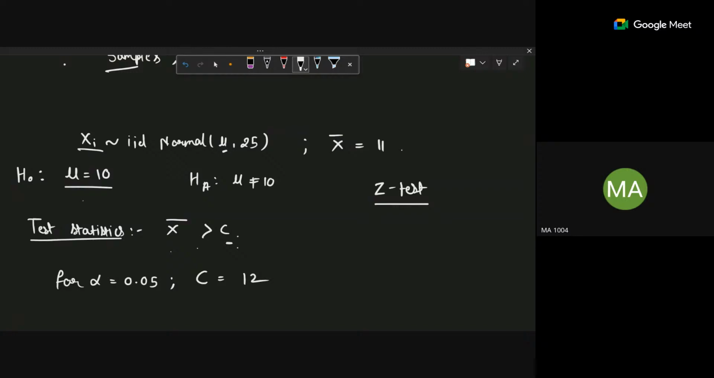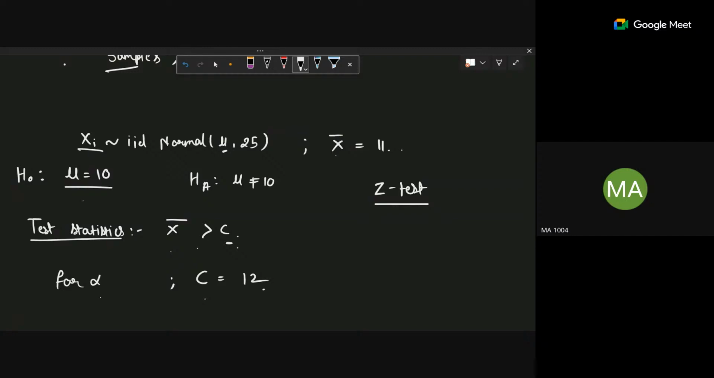Obviously, we might have applied a z test, right? Are you getting me? Yes, ma'am. So, Z test is used for finding the mean, right, ma'am? Yes, finding the mean, or any other thing also, but here we are finding the mean only. For some alpha, we got c equal to 12 and we know our x bar is equal to 11. Now what will be your conclusion? Is the mean of the population 10 or not equal to 10?